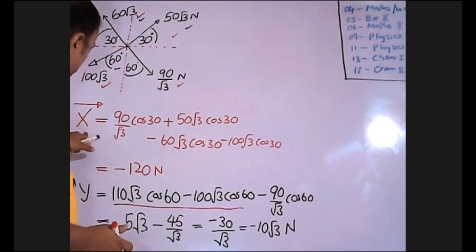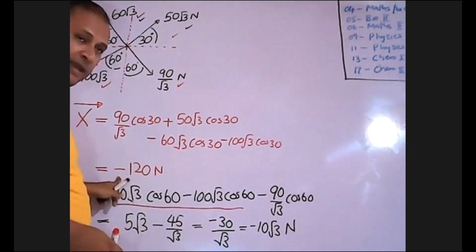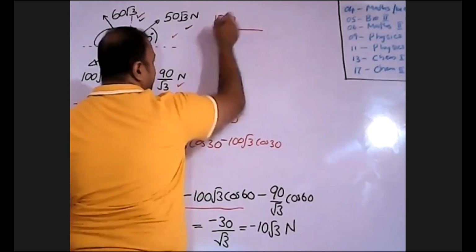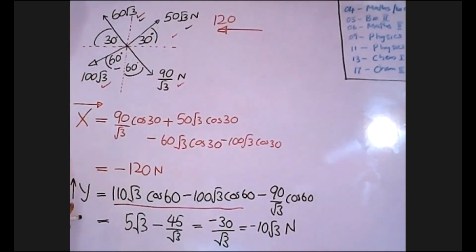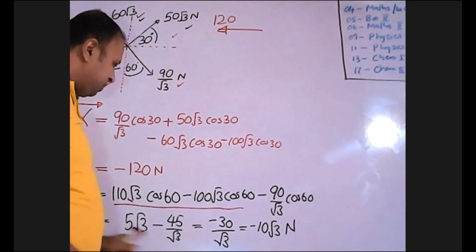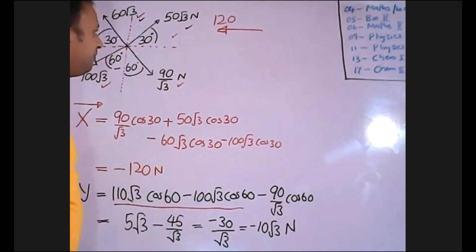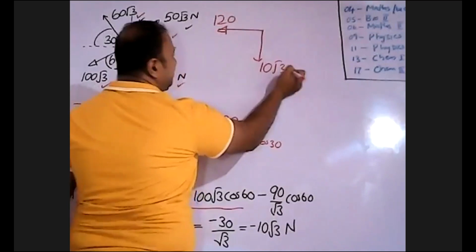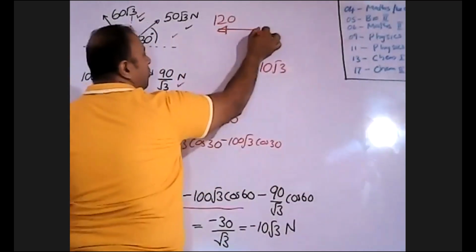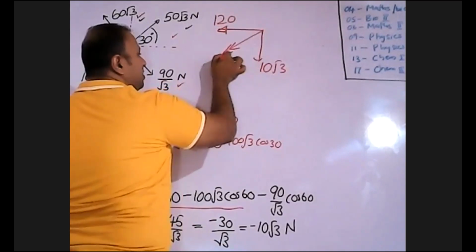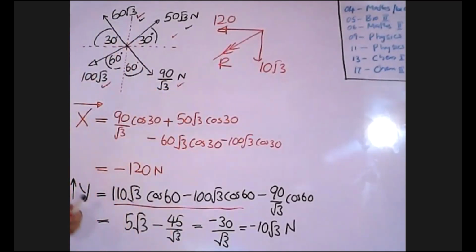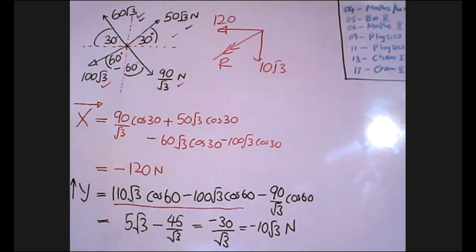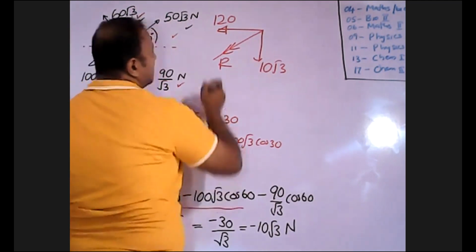The x component is in this direction, but it is minus, which means the real x component is in the negative direction, that is 120. The y component is also minus, which means the real y component is in the downward direction, that is 10 root 3. Therefore, the resultant of these two is the square root of the square of this one plus the square of this one.